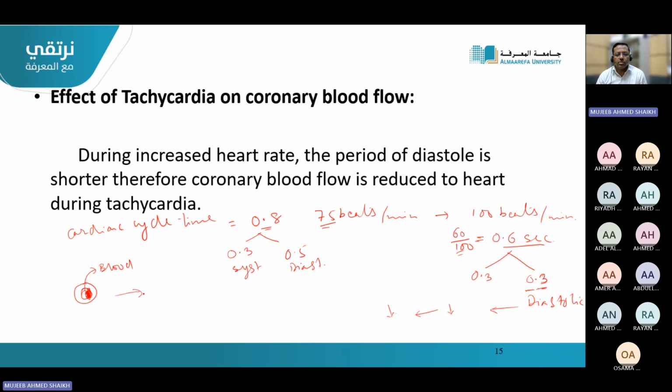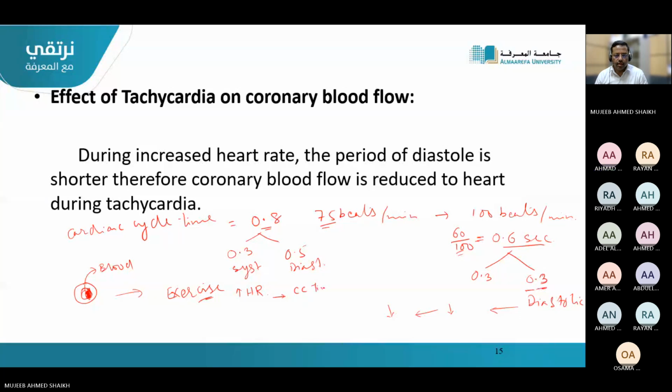But suppose that person goes to exercise. What will happen? His heart rate will increase. Okay. What will happen to the cardiac cycle time?